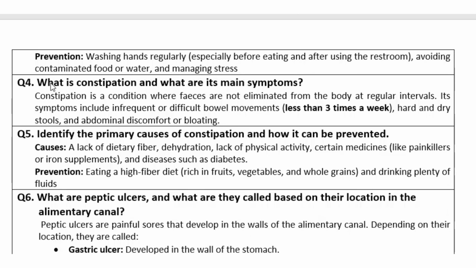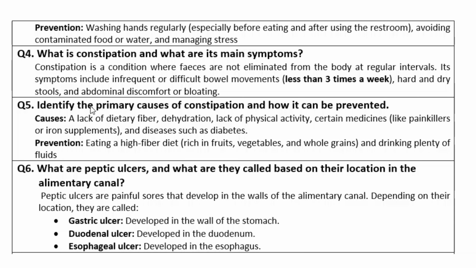Question number four, what is constipation and what are its main symptoms? Constipation is a condition where feces are not eliminated from the body at regular intervals. Its symptoms include infrequent or difficult bowel movement, less than 3 times a week, hard and dry stools, and abdominal discomfort or bloating.